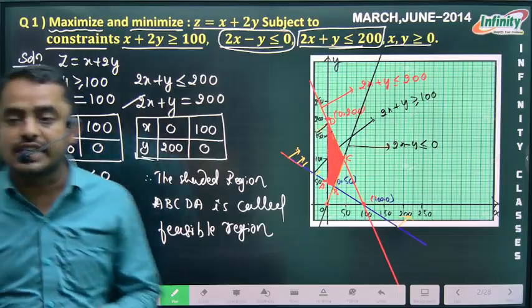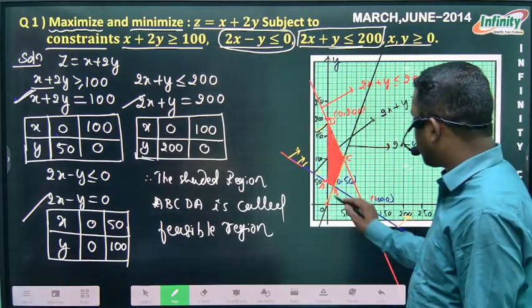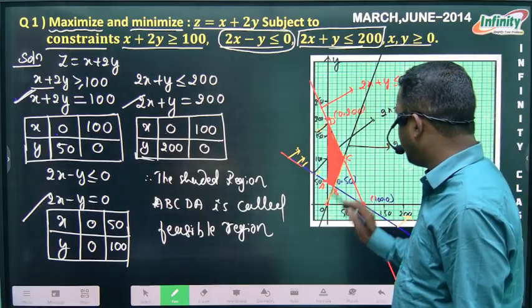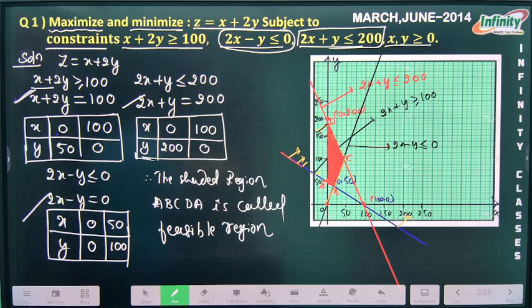So in the next slide I am going to write the corner points of the feasible region. The corner points are A 0, 50, and B. From the graph we can see the point of intersection, what will you get? 20, 40.